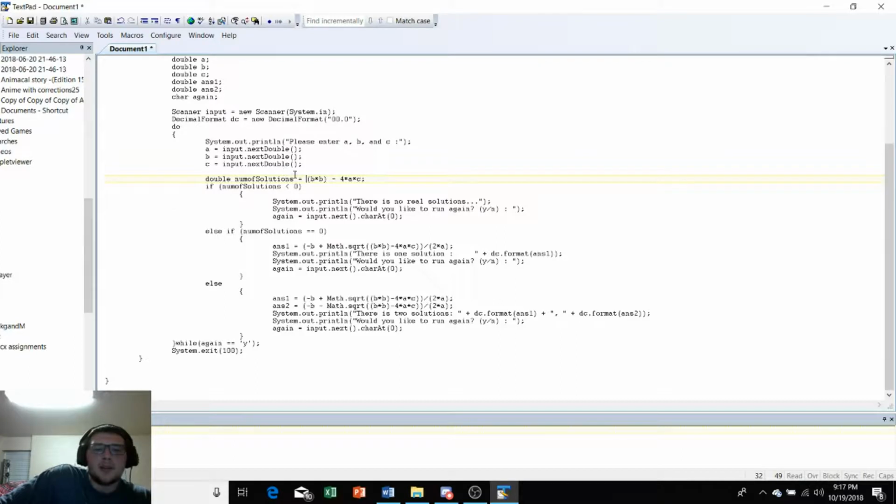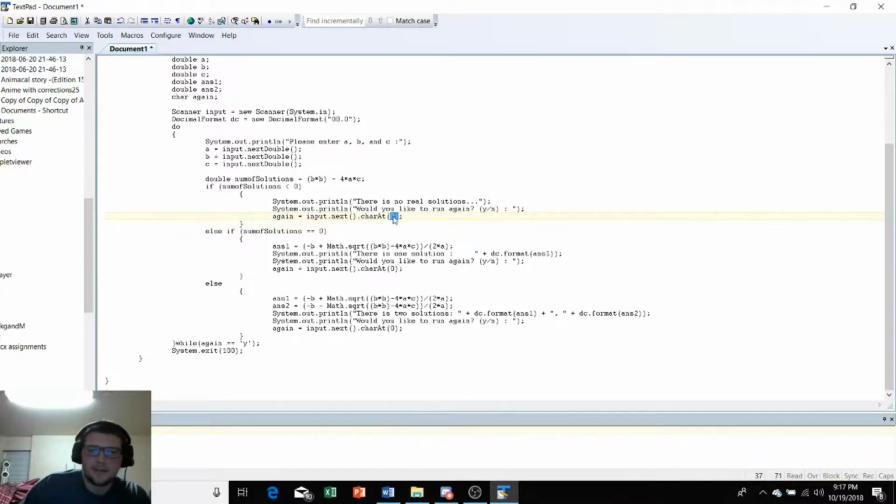If the number of solutions is less than 0, then remember when I said there's no real solution. So we're going to say there's no real solution, and we're going to ask if you would like to run again, y or n. We're going to take that. Again equals the new input.next.char at 0. 0 is an index.